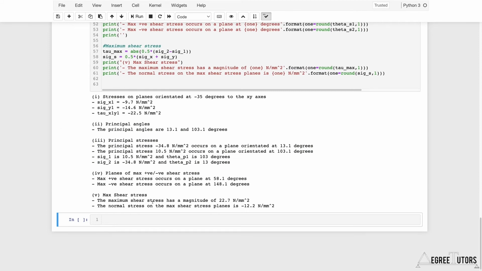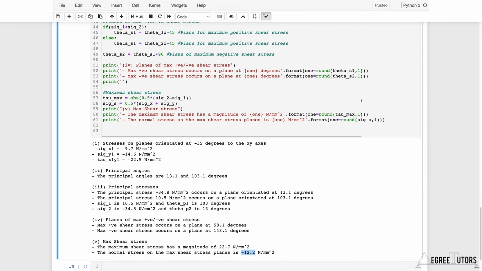Okay, very good. Now, the maximum shear stress has a magnitude of 22.7 newtons per millimeter squared. We know that's correct. And the normal stress on the max shear stress planes is negative 12.2, so 12.2 newtons per millimeter squared compressive stress. Right, let's go ahead and do some plotting here.